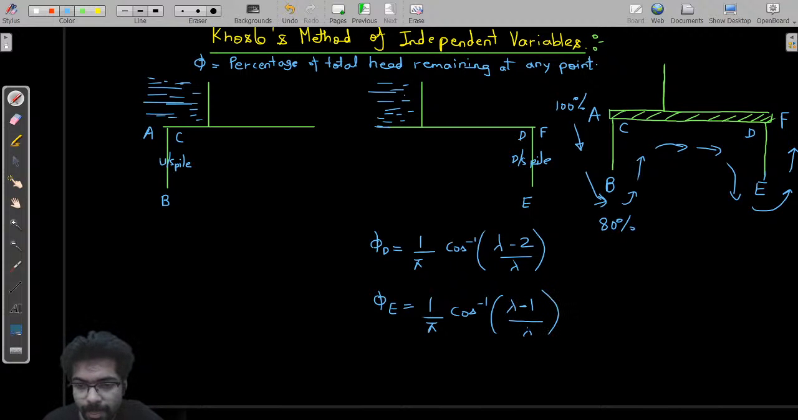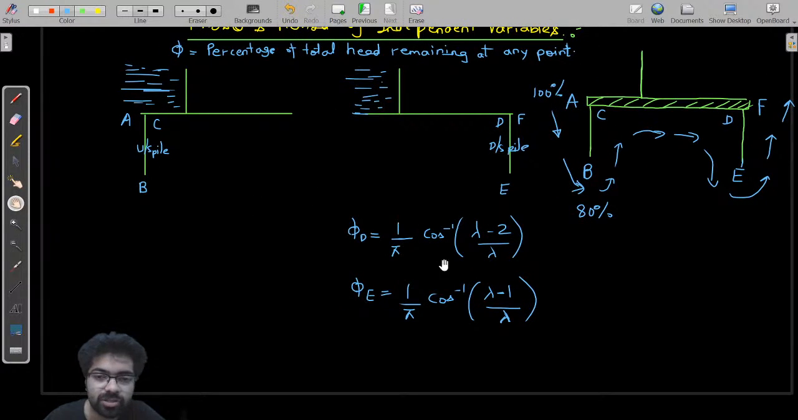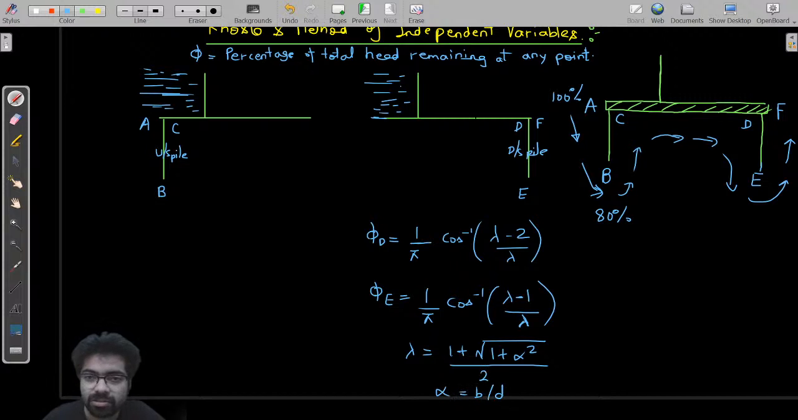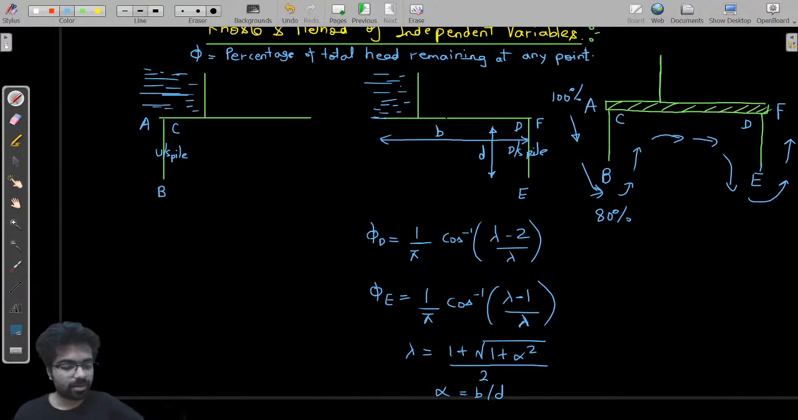Now don't forget this. So this is your formula for phi at D and phi at E. This will come out in percentage, and let me write down what lambda is so that you are not confused. Lambda is 1 plus under root of 1 plus alpha square by 2, and alpha is nothing but B by D. This is your D and this is your B. Same thing, nothing else.